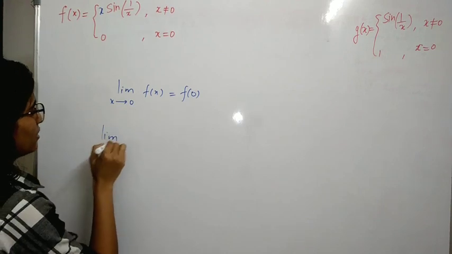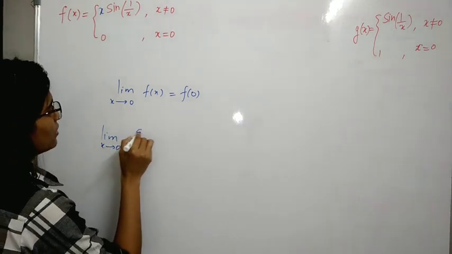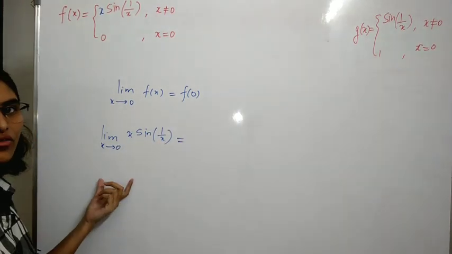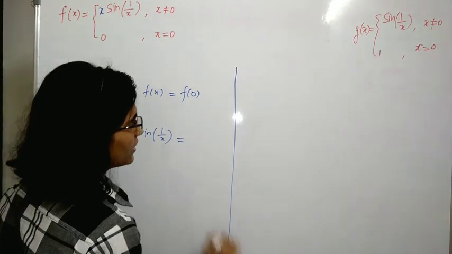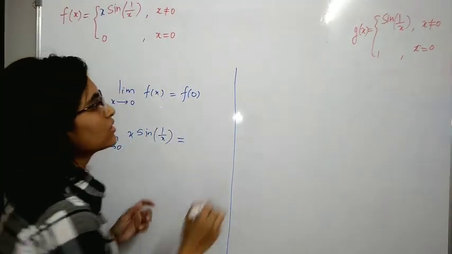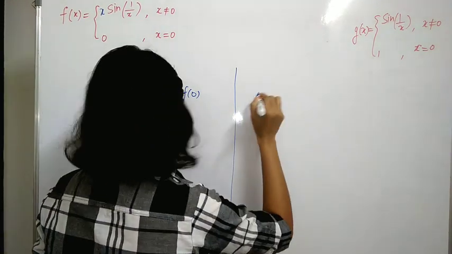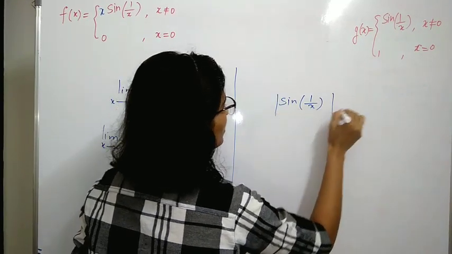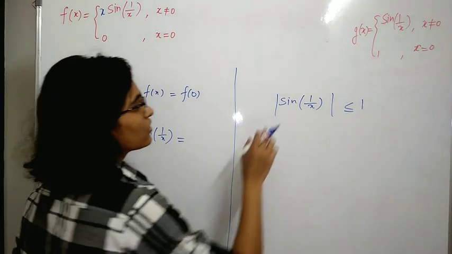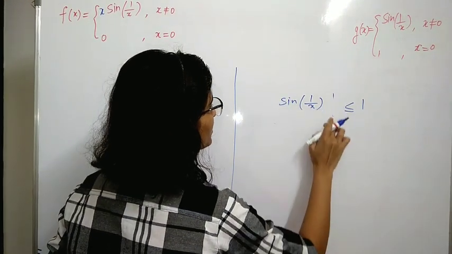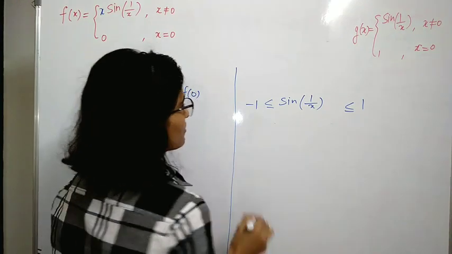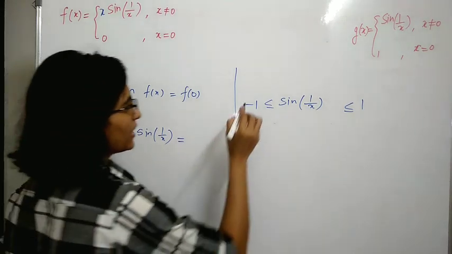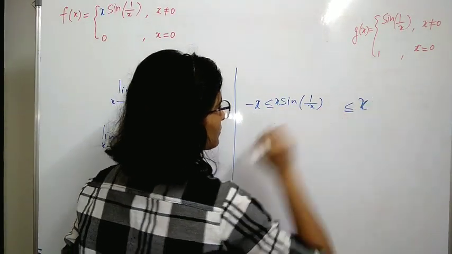So the limit as x tends to 0 of sine 1 by x times x is equal to what? What is the limit of this function? For this we need the squeeze theorem, or sandwich theorem. We know that the modulus of sine of 1 by x is less than or equal to 1, right? So what is the meaning of this? Minus 1 is less than or equal to sine 1 by x, which is less than or equal to 1. Now we want x here, so multiply by x, right?